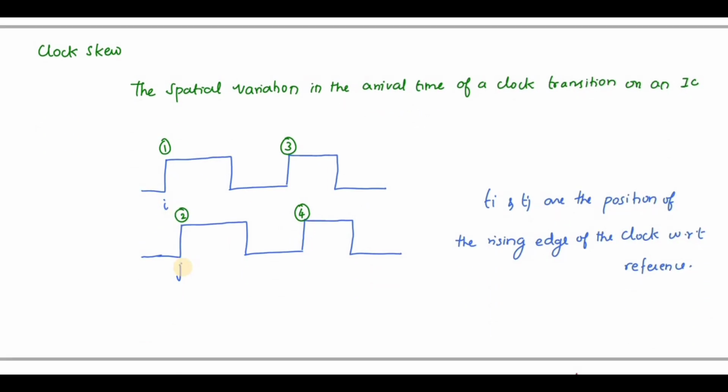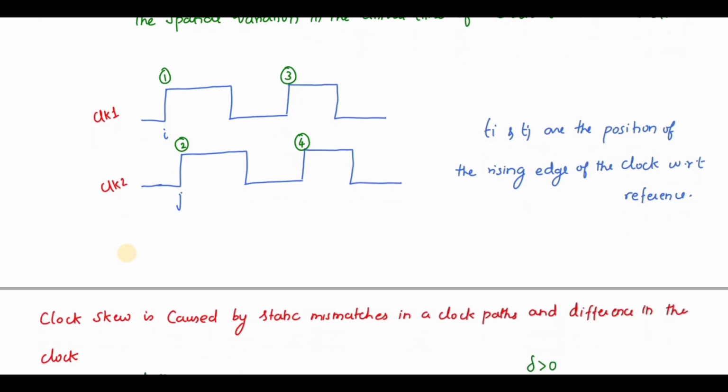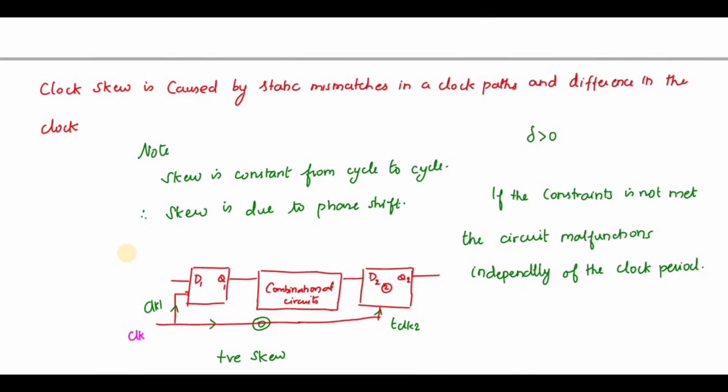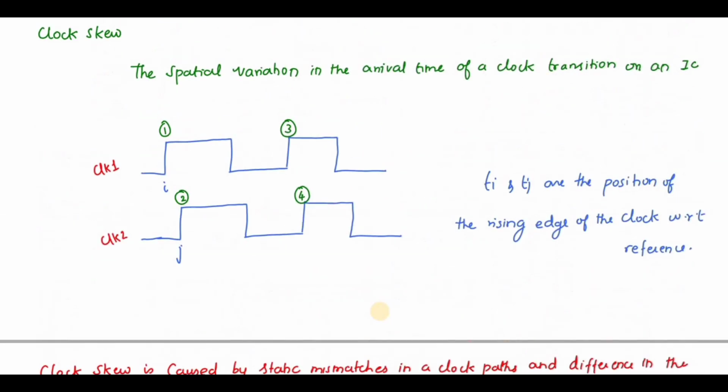So let us discuss. This is my clock. This is my clock 1, and this is my clock 2. If you see this diagram, due to the delay in this path, clock 1 will reach faster compared to clock 2. That is what I have represented here. Clock 1 will reach faster compared to clock 2, and I have given the rising edges the names 1, 3, 2 and 4.